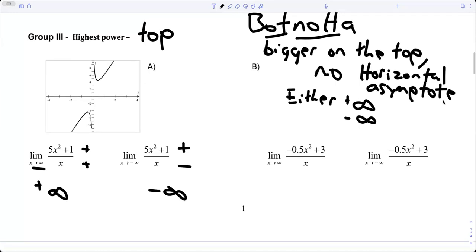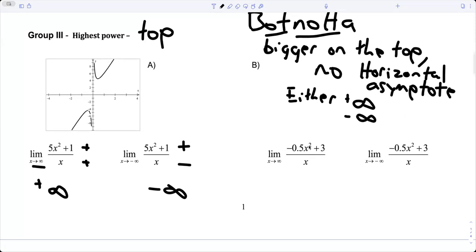Okay, so here, both of these are bigger on the top. Therefore the answer has to be either positive infinity or negative infinity. Which one? Well, we are plugging in positive numbers on this one because it's the limit as x goes to positive infinity. So if I'm plugging in positive numbers, it's squared, which makes it positive, but then it's multiplied by a negative, which makes it negative. And I'm plugging in positive numbers on the bottom. So I've got negative divided by a positive, that is negative infinity.